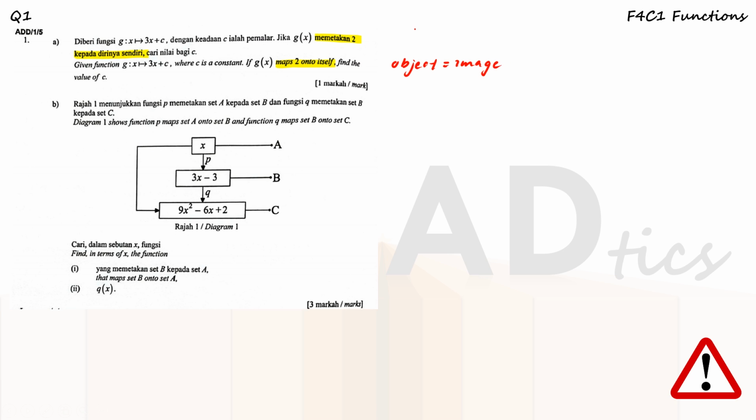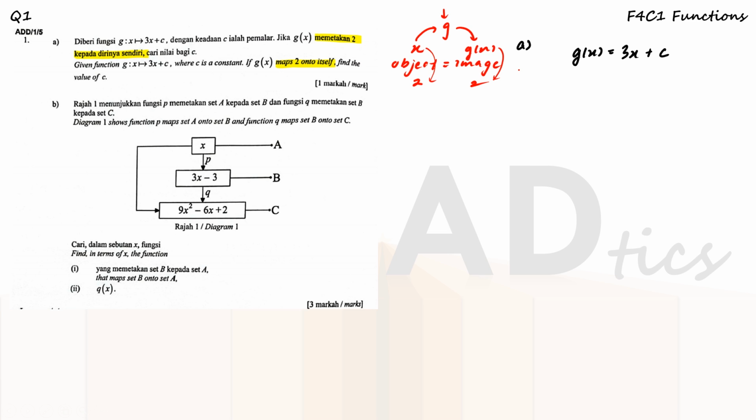Right, so we know that, let's say, our object is x. If we put it inside a function g, it will produce an image of g of x. So maps onto itself means if my object is 2, I put it inside this function, it will produce the same result, which is 2. Right, so this means x will be equal to 2, g of x will be equal to 2. So if we want to find the value of c, we will sub this and this with 2. And by rearranging, we will find the value of c, which is negative 4.